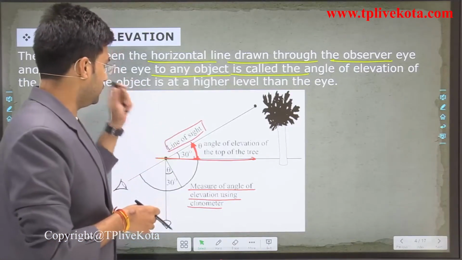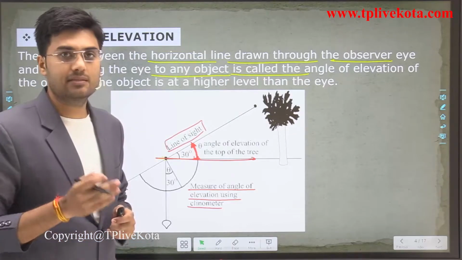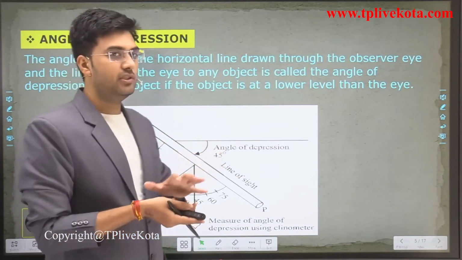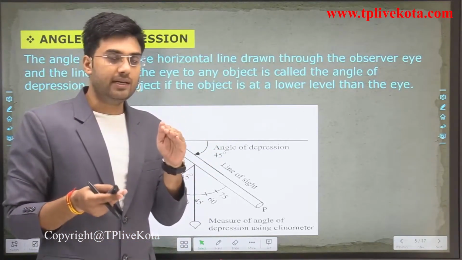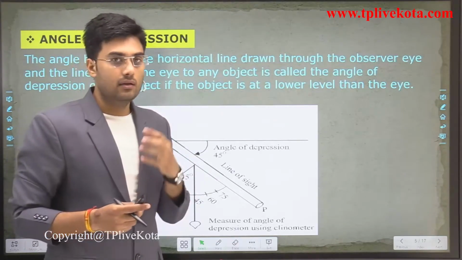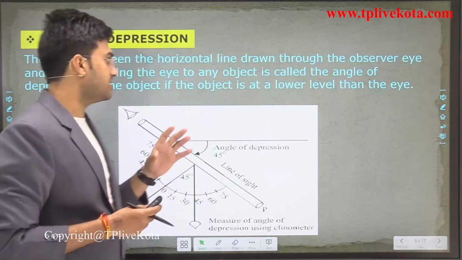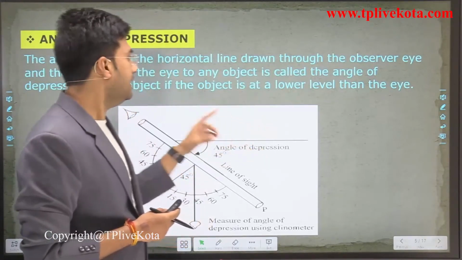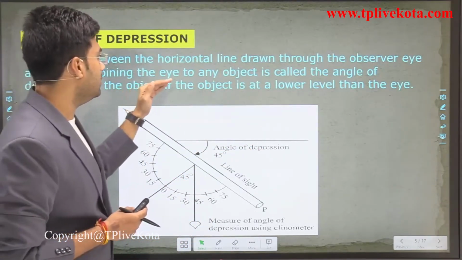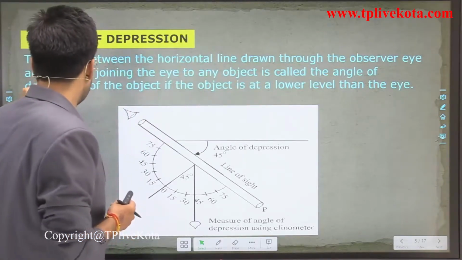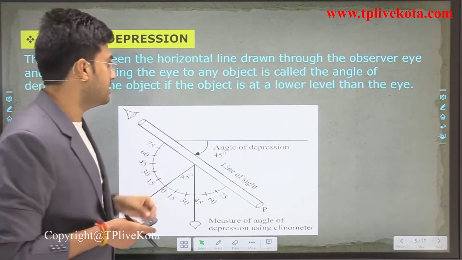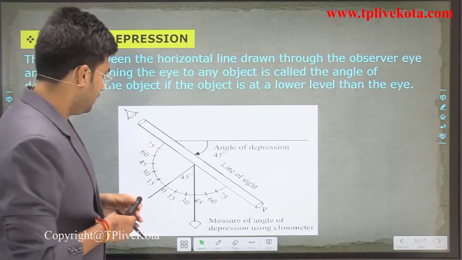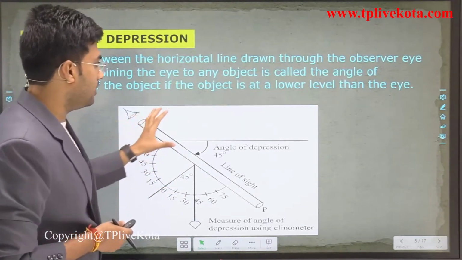Okay, so students, after the angle of elevation, let's discuss the angle of depression. Similarly, if the object is lower than the observer's eye, then the angle of depression is formed. The definition is: the angle between the horizontal line drawn through the observer's eye and the line joining the eye to any object is called the angle of depression of the object, if the object is at a lower level than the eye. Clear? So this is all about the angle of depression.